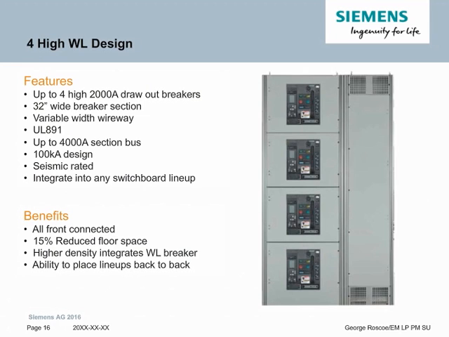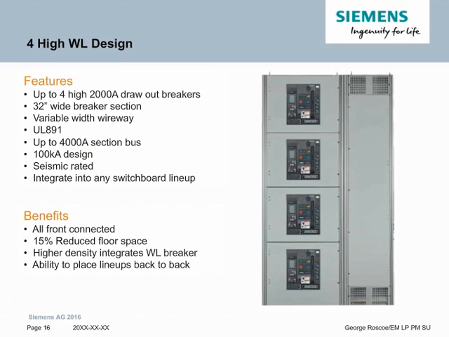The 4-high design is another one of our recent launches. It fits up to four 2,000 amp draw-out circuit breakers in a single section. That section is 32 inches wide, and next to it is a variable width wireway from 20 to 46 inches wide. The wireway is dependent on the number of cables per breaker and the direction of the cables. So mixing an optimal amount of cables at the top and bottom will reduce the width the most effectively.